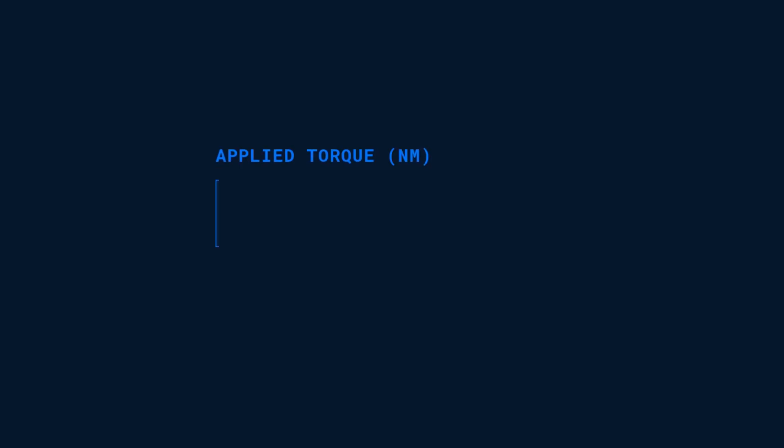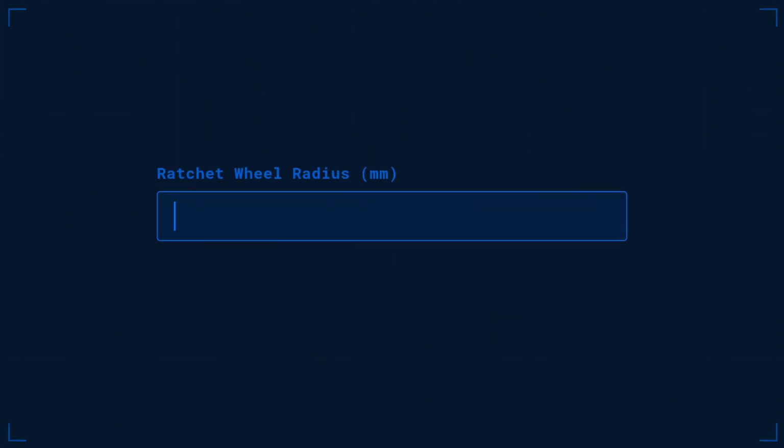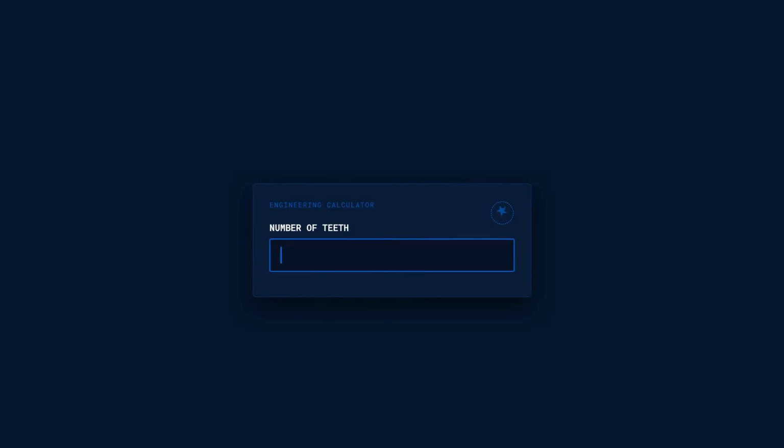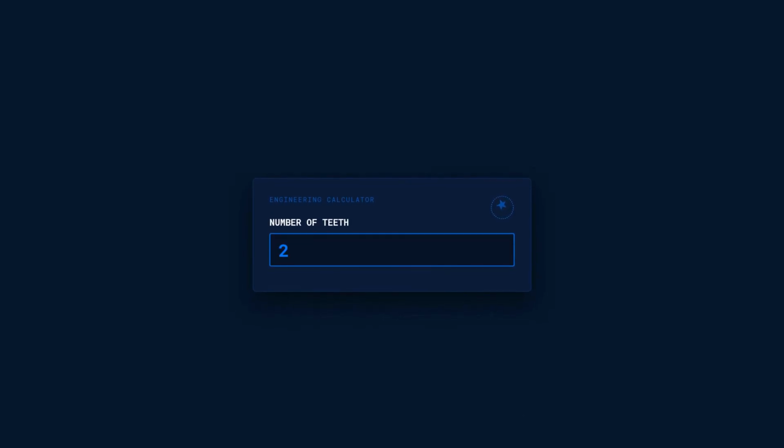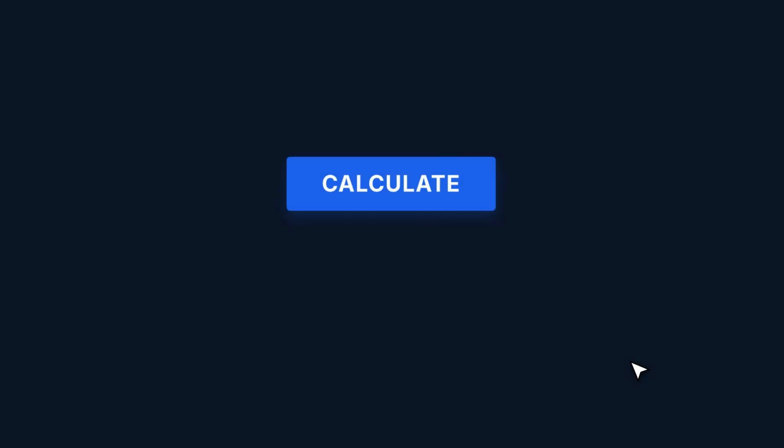Next, enter the applied torque in Newton meters. I'll input 100. Then specify the ratchet wheel radius in millimeters. I'm entering 50. Finally, input the number of teeth on your ratchet wheel. I'll use 20. Click Calculate to generate your results.